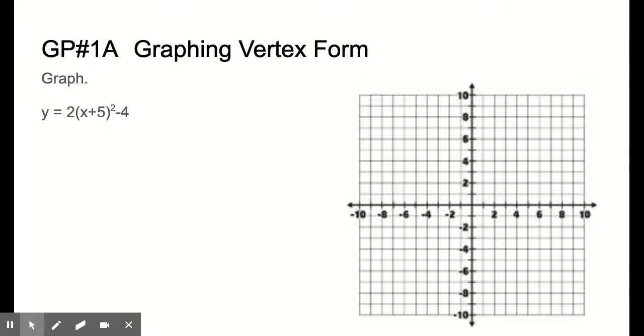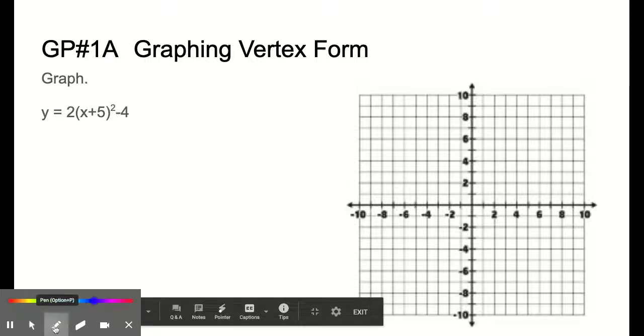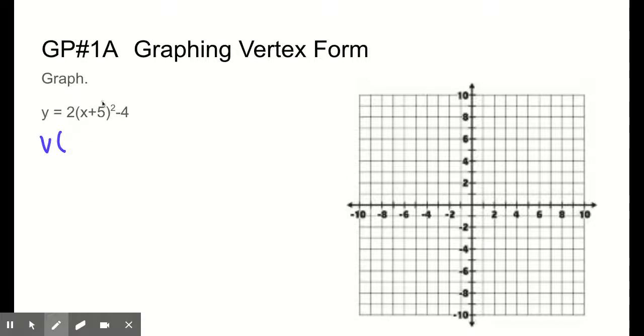Now, when we have an equation in vertex form where we have all these different values attached, the first thing that we need to do still is to identify the vertex. So we want to identify the vertex of our function here. And the vertex here is going to be, remember, the opposite of what we see inside the parentheses, and the k value is here. So our vertex is -5, -4. So again, first thing we do is identify the vertex.